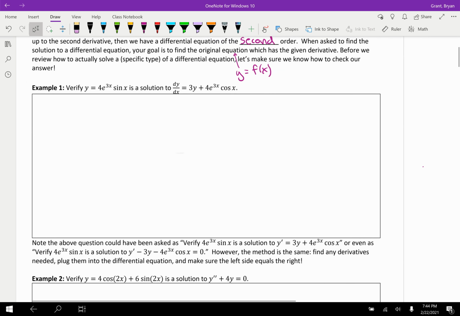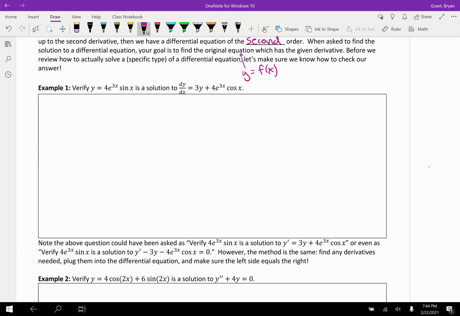Verify that y equals 4e to the 3x sine of x is a solution to this differential equation, right? This is a solution because it's in the form of y equals f of x, and this is a differential equation because it has a derivative, right? It has y prime. It's a first order differential equation over there. How do we verify? Well, instead of trying to solve this, when you verify solutions, you substitute your solution back into the original equation. Yeah? So what does that mean here? Well, let's take a peek.